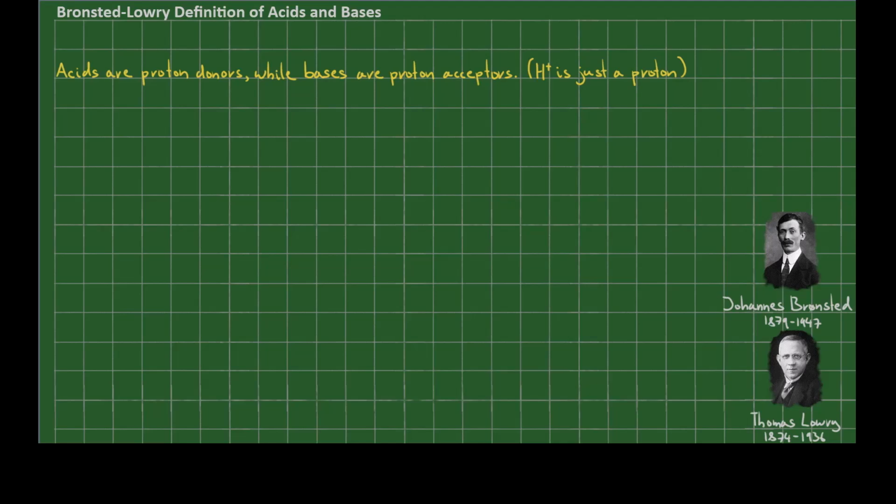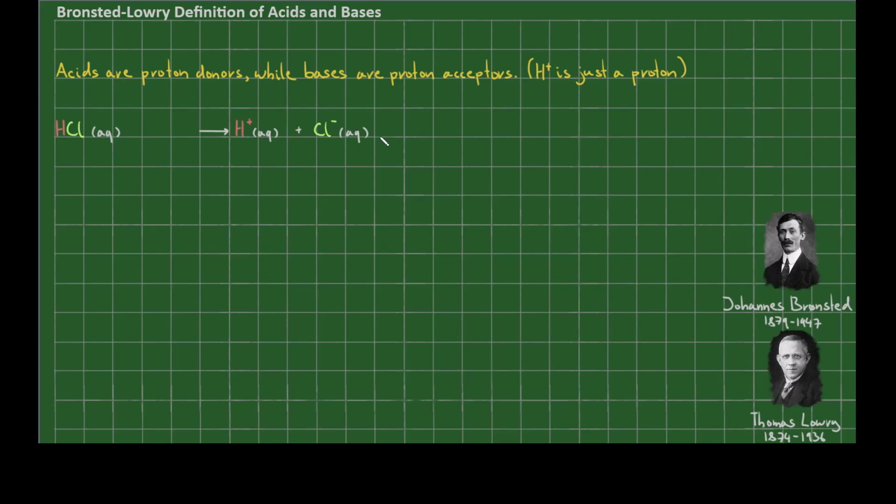Hello good people, I'm going to explore the Bronsted-Lowry definition of acids and bases. According to this model, acids are proton donors, while bases are proton acceptors. Recall that a hydrogen ion is just a proton. I'm going to use hydrochloric acid as an example.